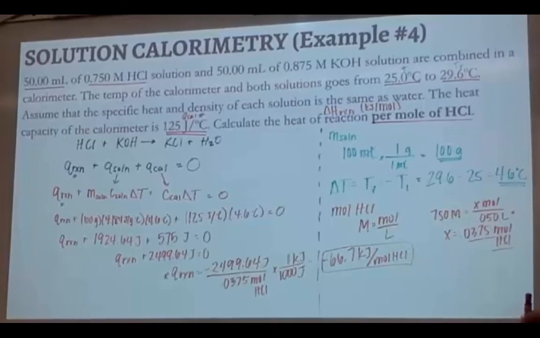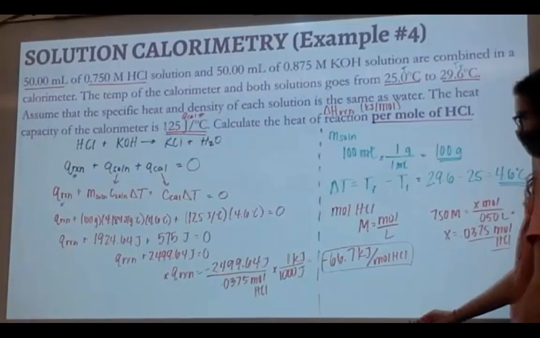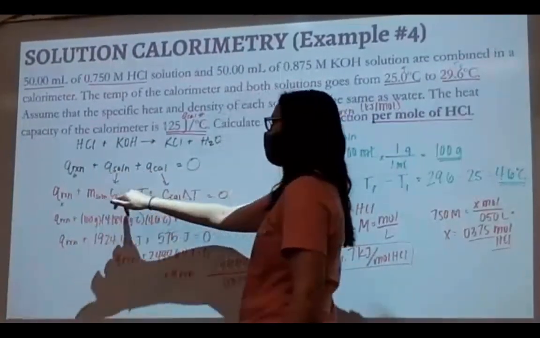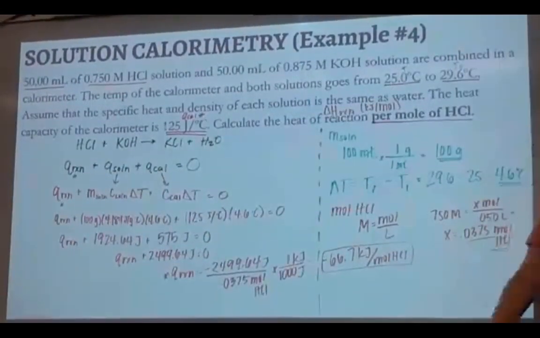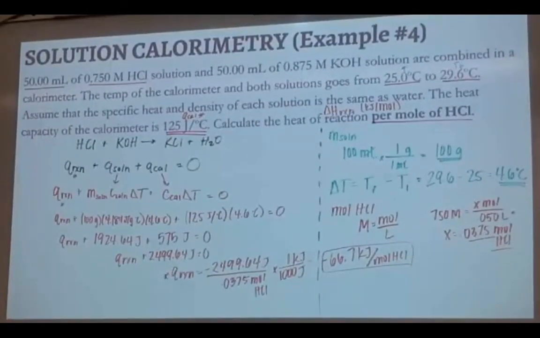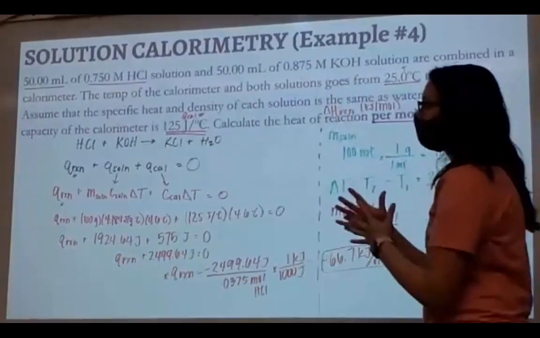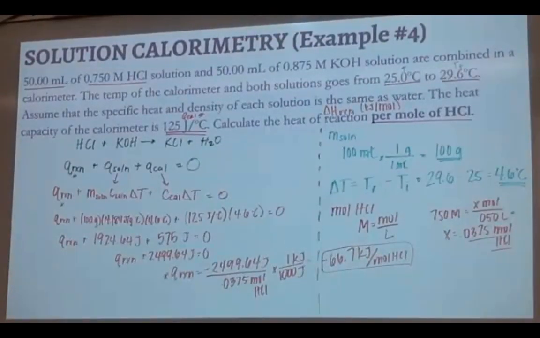So the difference between what we've been doing and solution calorimetry is the reaction versus the solution. Reaction is always what you're solving for. When we do lab calculations, reaction is what you're going to solve for. And then when you're doing solution, make sure you're taking into account the mass of the entire solution.